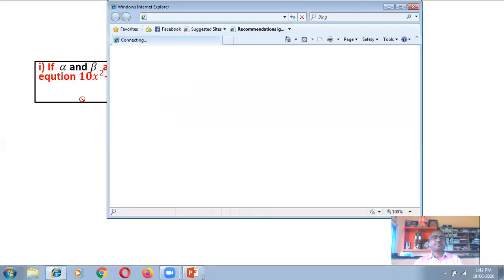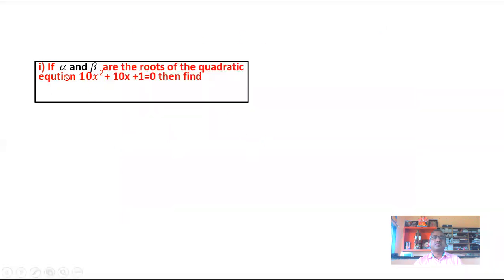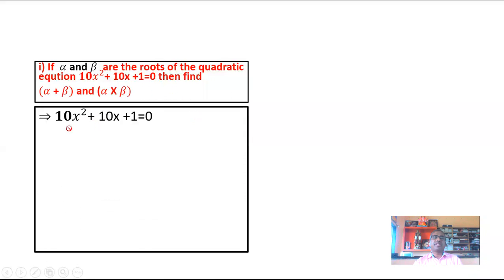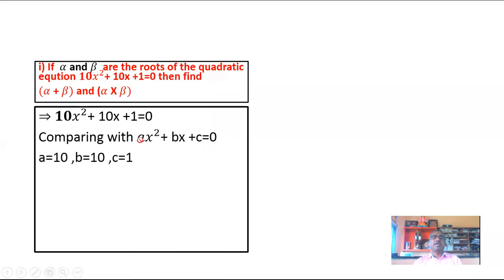Problem. If alpha and beta are the roots of the quadratic equation 10x square plus 10x plus 1 is equal to 0, then find alpha plus beta and alpha into beta. Given quadratic equation is 10x square plus 10x plus 1 is equal to 0. Comparing with ax square plus bx plus c is equal to 0, the value of a is equal to 10, the value of b is equal to 10 and c is equal to 1.